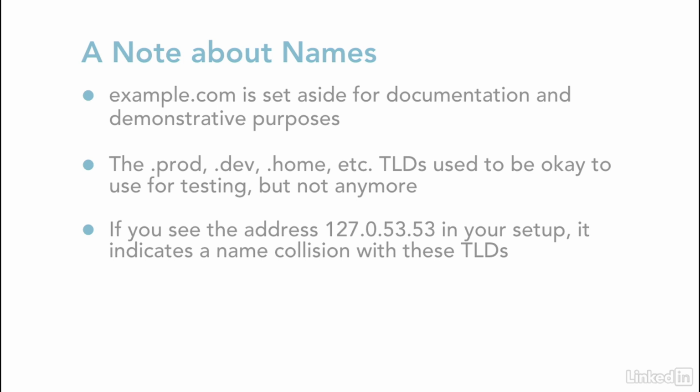One of the places you'll see this is in the reported addresses of systems using these domain names. If you see the address 127.0.53.53, that means you're using a domain that ICANN has decided to make available at the internet level, and they're warning you about it. 53 is the port that DNS uses, so this address is a nod to that, making it clear that you're dealing with a DNS issue and not something else.